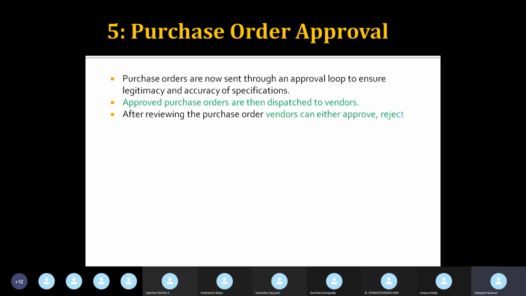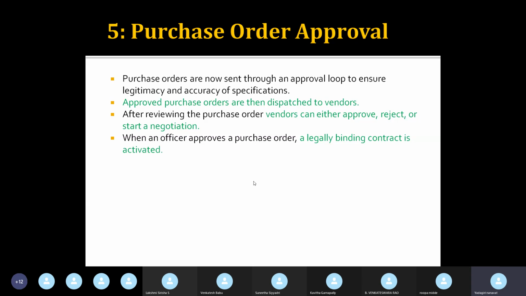After reviewing the purchase order, the vendor can either approve, reject, or start a negotiation. It depends upon the purchase order; the vendor will accept or not. It will be a dependency. If the price does not match, then the company will start negotiating with the vendor for the approval of the purchase order. If the purchase order is okay, then we will move forward.